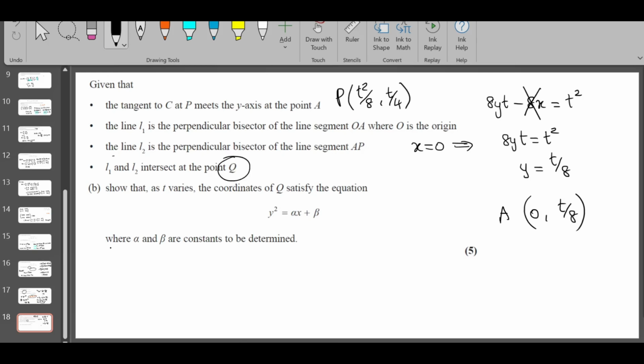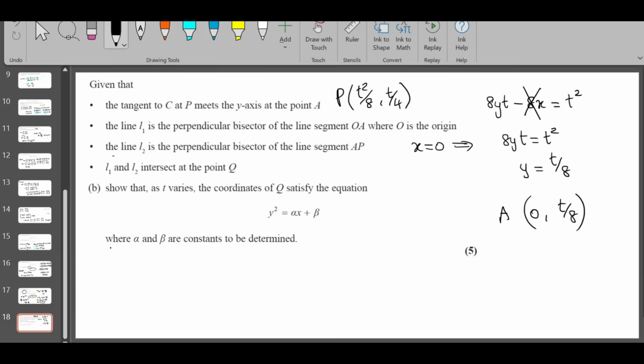So to find Q, show that as t varies, the coordinate Q satisfies this equation. So basically we need to try to find the coordinate of Q. So that's when we frame this equation. To find the coordinates of Q, you need L1 and L2, right?